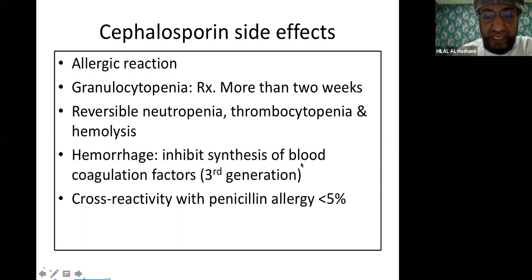It also can cause hemorrhage, inhibiting the synthesis of the blood coagulation factors, and there is cross-reactivity with penicillin allergy. It used to be between 5 to 10%, but now most resources tell you less than 5%. The other thing I want to highlight is that the third generation, especially ceftriaxone, when we use it for complicated meningitis, prolonged use of ceftriaxone is associated with gallstone formation.